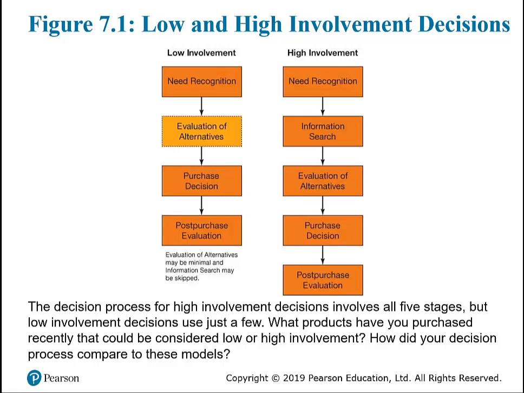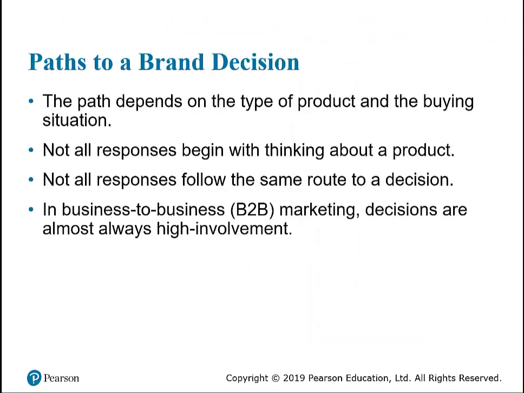What products have you purchased recently that could be considered low or high involvement? How does your decision process compare to these models? The path to a brand decision always depends on the type of product and the buying situation. It's important to note that a response may not begin with thinking about a product. Likewise, responses follow different routes to a decision. Brand planners need to understand that and how the decision process works for a product category.